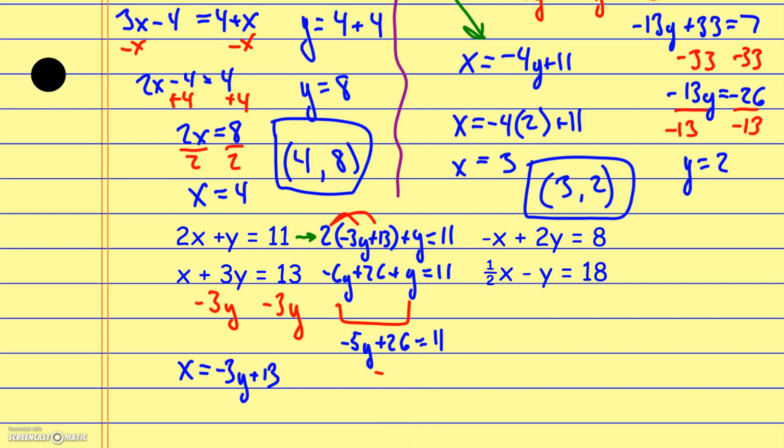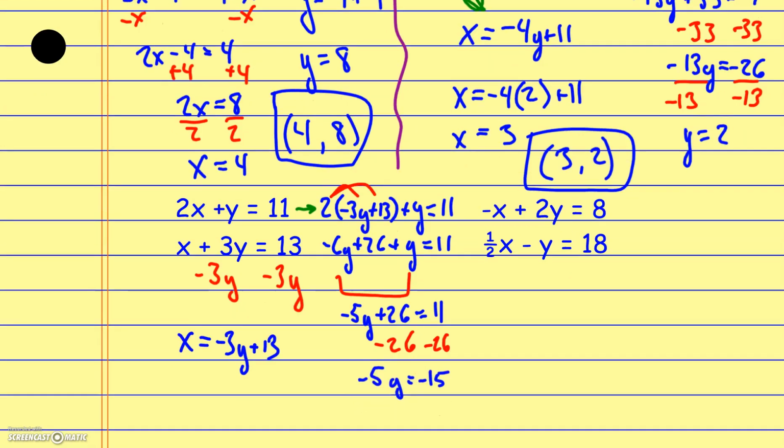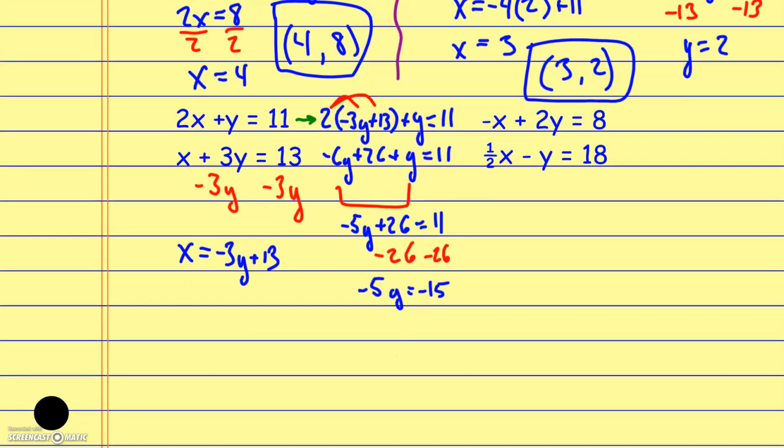I subtract the 26 from each side. So I get negative 5y equals negative 15. And now from here, I just have to divide by this negative 5. And I find out that y equals a positive 3. Once again, I'm not done yet. I have to plug it back in. I can either plug it into the first equation, the second equation, or this third equation that I came up with. Since the third equation is already solved for x, I'm going to plug it into the third one.